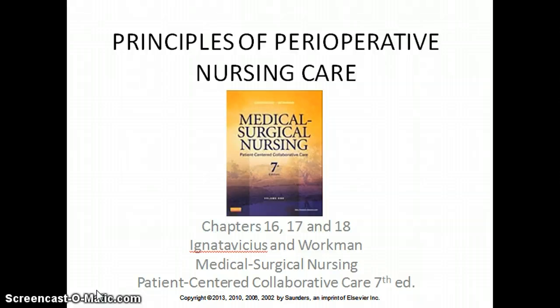This is Tracy Hansen, and I'm going to start our class off with the principles of perioperative nursing care. You can refer to chapters 16, 17, and 18 in your Ignatavicius and Workman Medical Surgical Nursing Patient-Centered Collaborative Care. You also can refer to additional reading in your ATI RN Adult Medical Surgical, covering chapters 107, 108, and 109. You also will need to refer to your Perry, Hockenberry, Lowdermilk, and Wilson textbook.